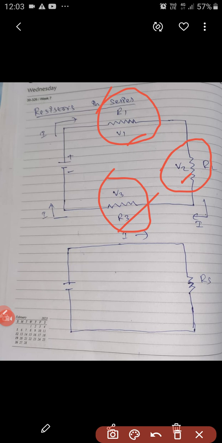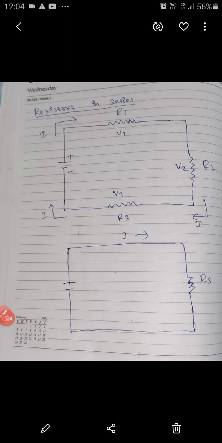What did you understand? The voltage across the circuit is differing. The current moving through the circuit is not differing, but the voltage across R1 is not the same as the voltage across R2 and R3. This is what you have to understand. With this, we can get into a direct equation.